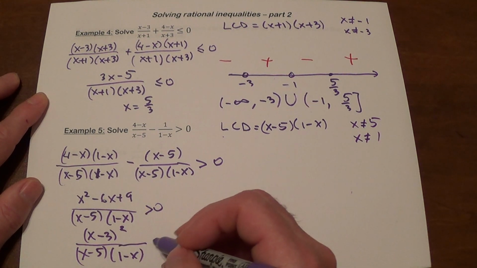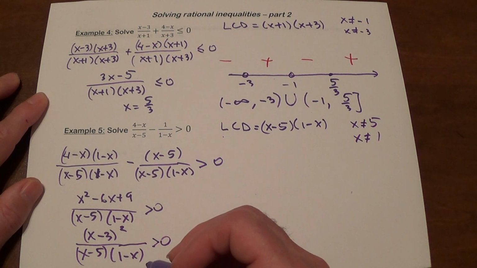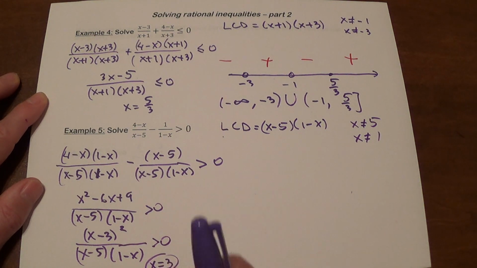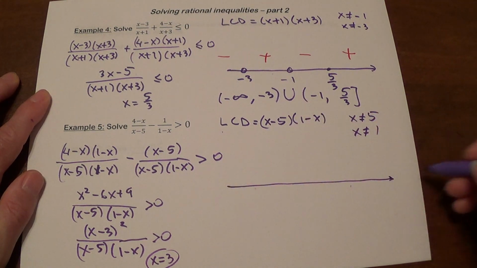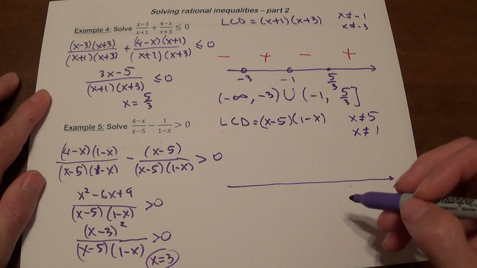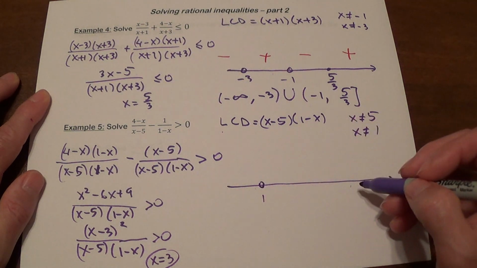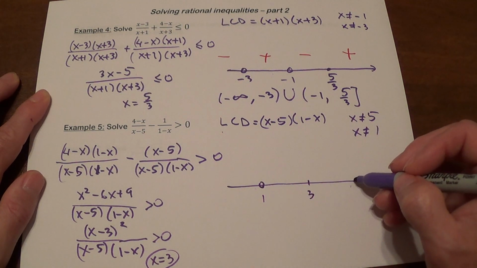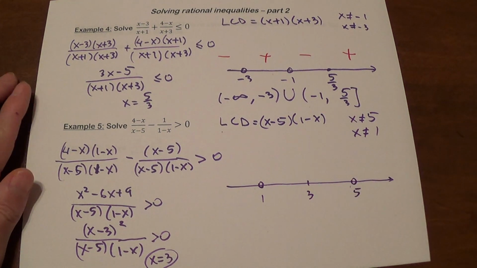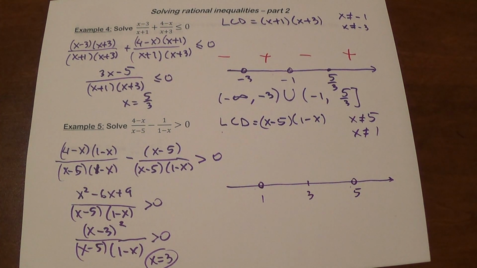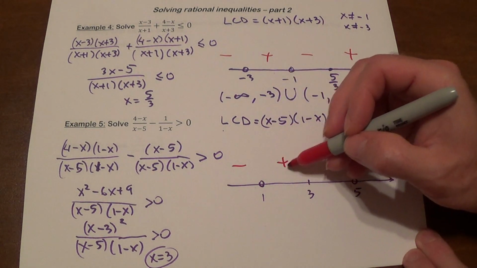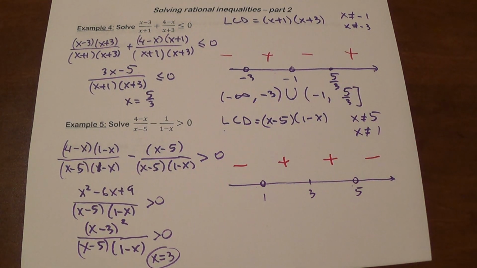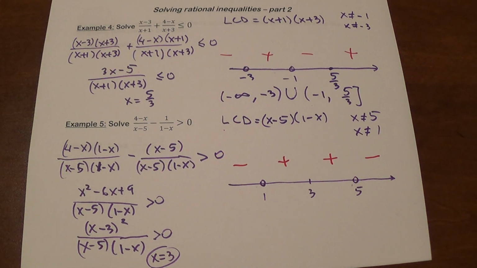So here we want it to be greater than 0, and we know that x equals 3 is going to be a 0, so we're going to plot this on the number line. Then go ahead and draw a number line, plot our values, so 1 which is excluded, 3 which is included, and then 5 which is excluded. Check the sign distribution. The signs here are going to go minus, plus, plus, minus. There's no change of sign at 3 because it's a double 0.